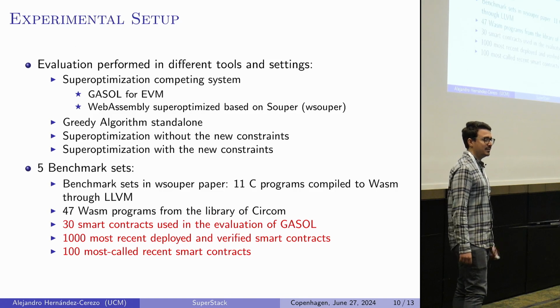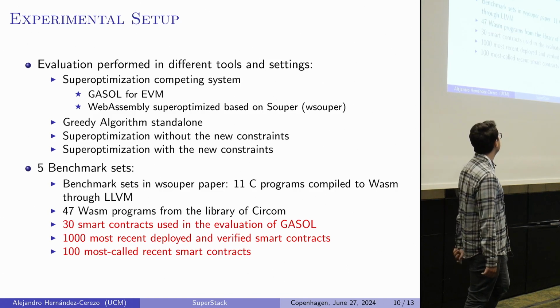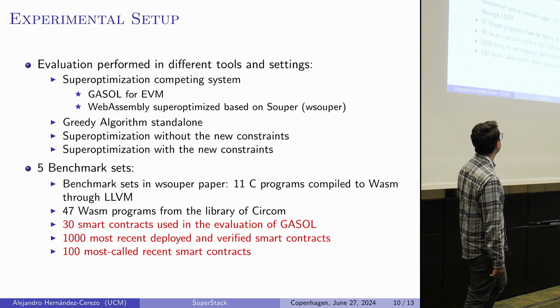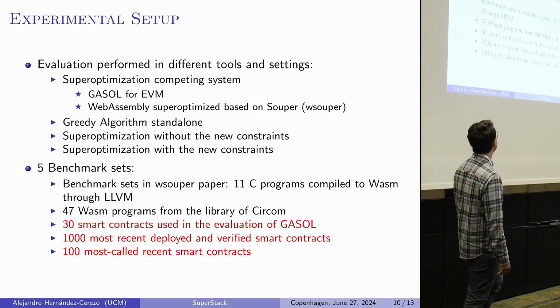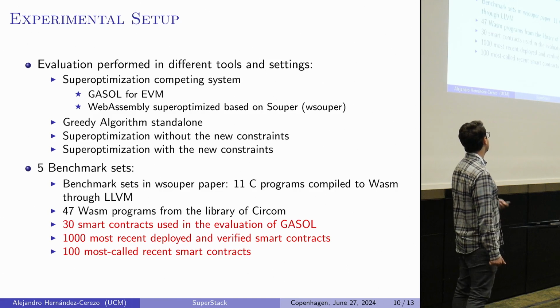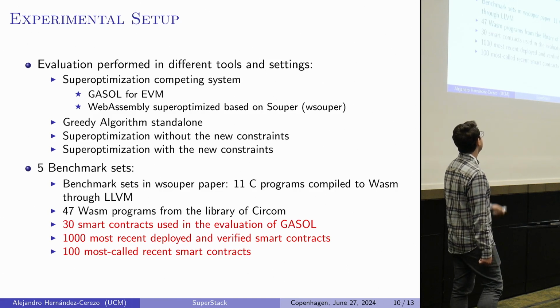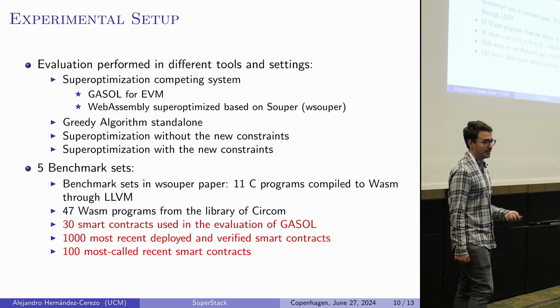Finally, for EVM, we have downloaded different types of data sets. So we have 30 smart contracts that were used to evaluate Gasol, 1,000 that were recently deployed, and some of the most recent but also most cold smart contracts.